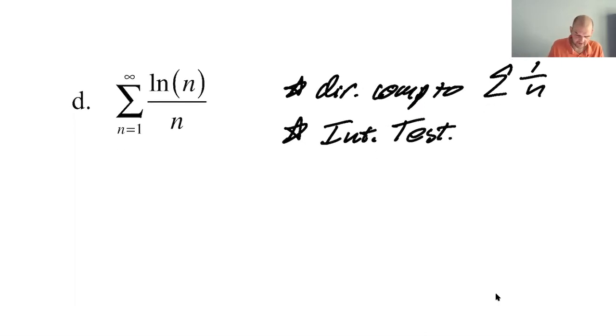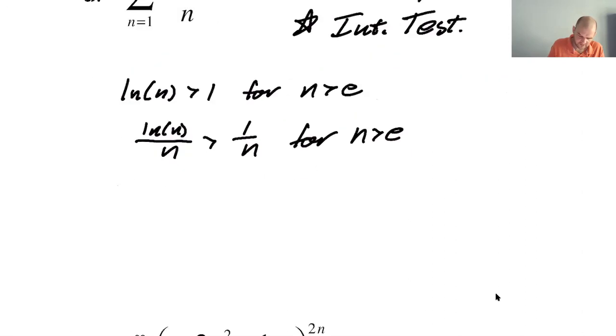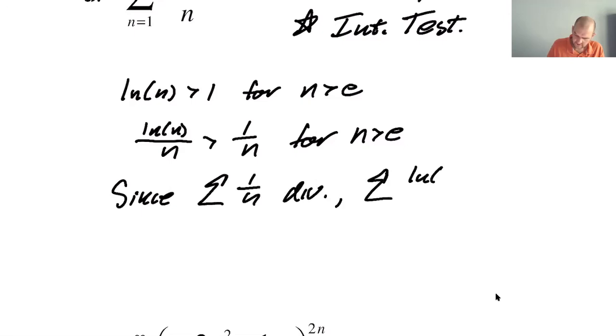Obviously, it has to. So I'm going to say that natural log of n is greater than 1 for n greater than e. So natural log of n over n is greater than 1 over n for n greater than e. So since the sum of 1 over n diverges, the sum of the natural log of n over n diverges by direct comparison.